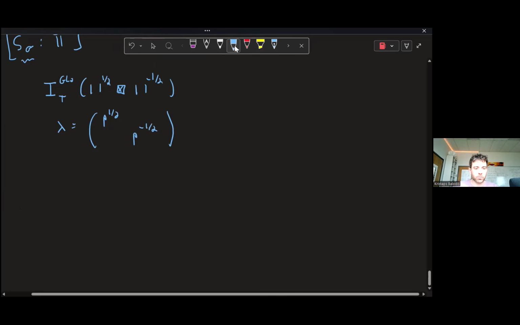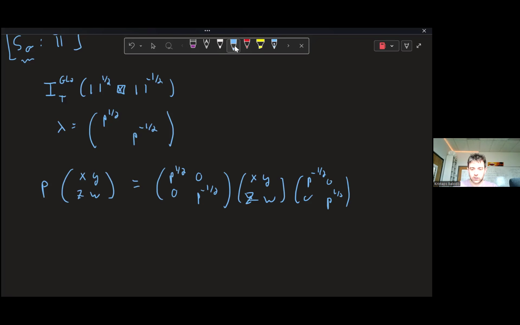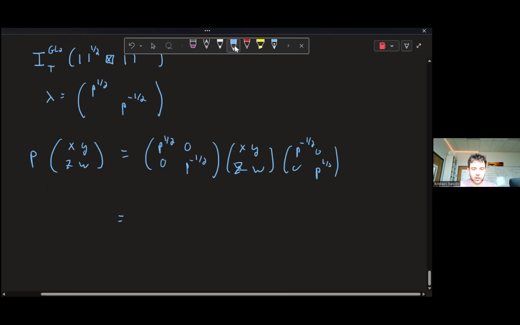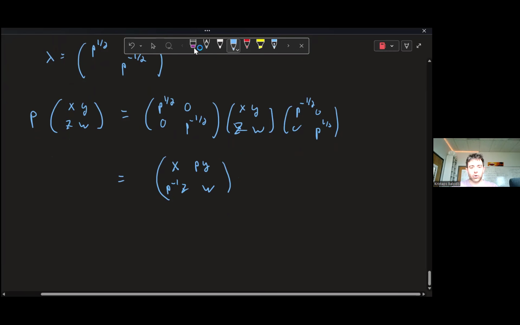I want to look at all matrices x, y, z, w, which when I conjugate by lambda, it has the effect of multiplying that matrix by p to the 1/2. And if I'm doing the algebra correctly, this should work out to be x, py, p inverse z, and w. So the point is, this can only be true.